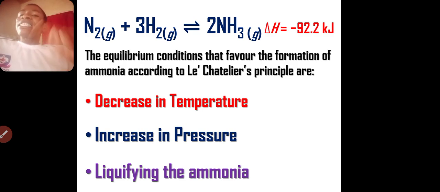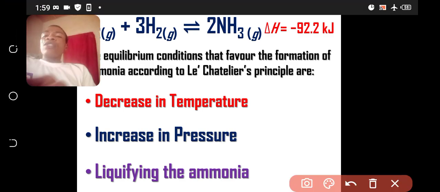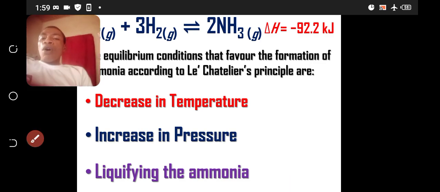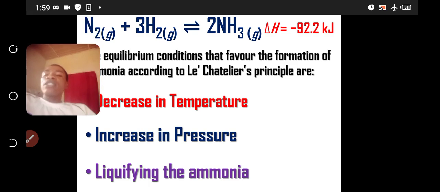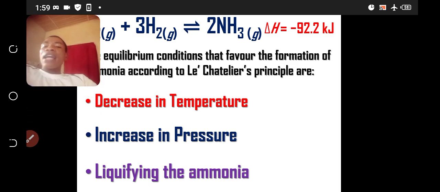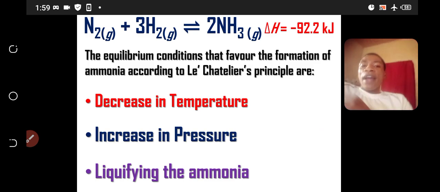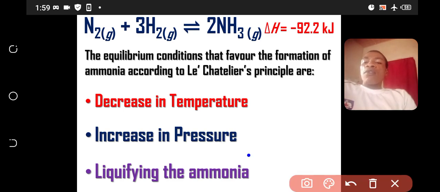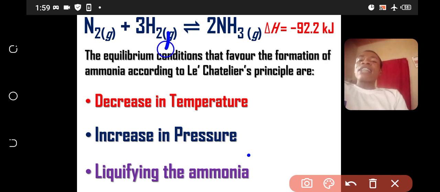It occurs with a decrease in volume. So when you increase the pressure, you know what will happen. The equilibrium position will shift to the side that the number of moles is lower. And if you look at it very well, you will see that at the left hand side we have 4 moles of the gases. That's nitrogen 1 mole and hydrogen 3 moles, making 4 moles, right? Now at the product side we have 2 moles of ammonia. So the product side has lower moles than the reactant side with 4 moles.